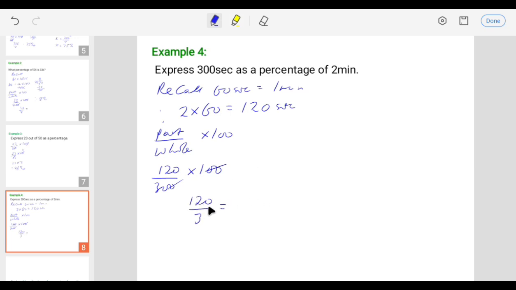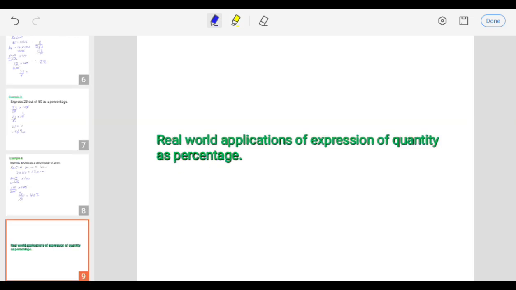And 120 divided by 3, 3 can go here how many times? 4. 3 can go here 1. So our final answer will be 40%. Now let's discuss the real world application of expression of quantity as a percentage. Let's solve word problems involving expression of quantity as a percentage.